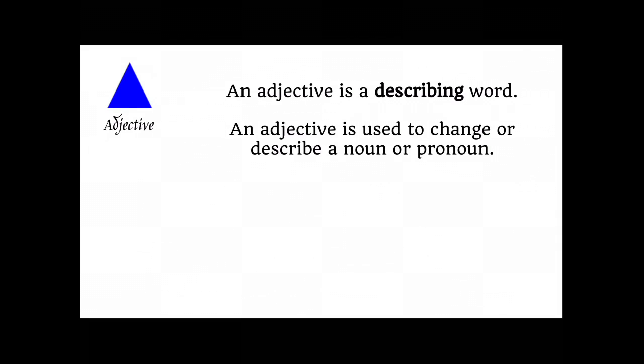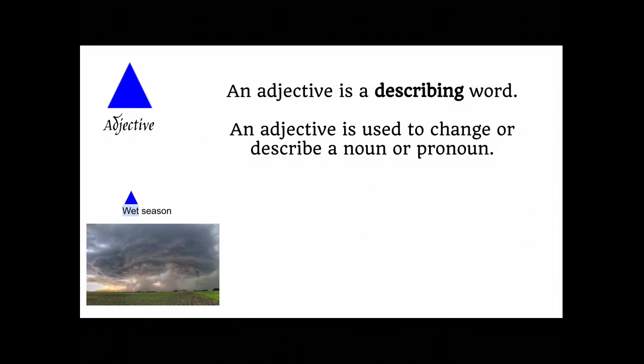An adjective is symbolized by a dark blue and bigger triangle. An adjective is a describing word. An adjective is used to change or describe a noun or pronoun. It's a describing word. For example, there are many seasons in Minnesota. One of them, the spring, is a wet season. Notice how I put the blue triangle over the word wet.